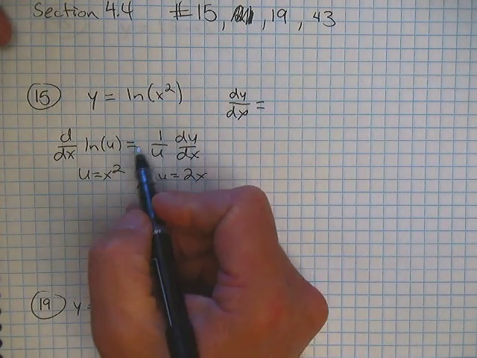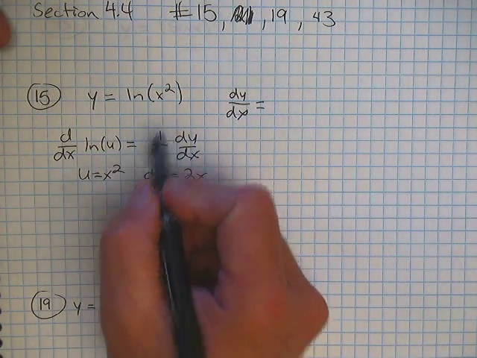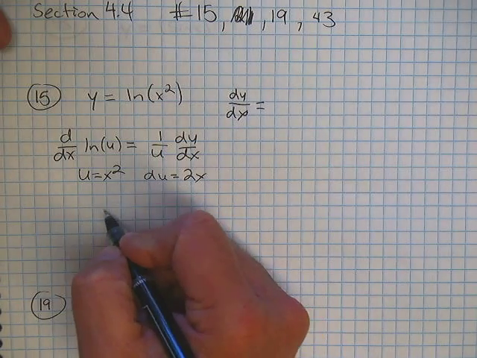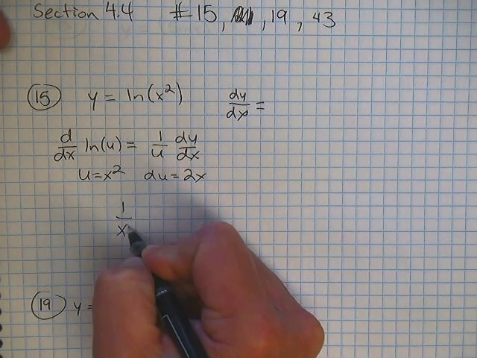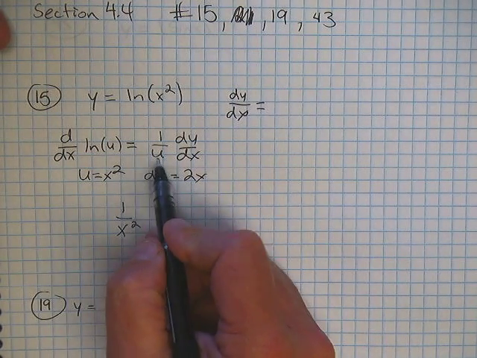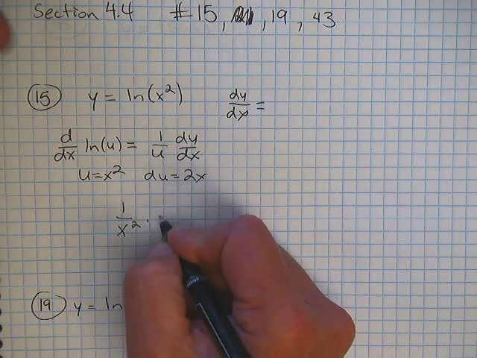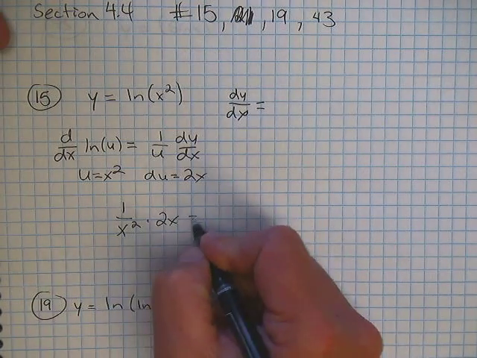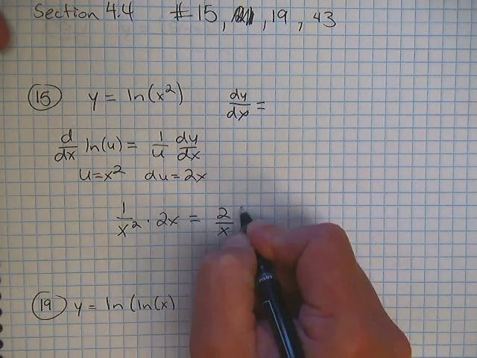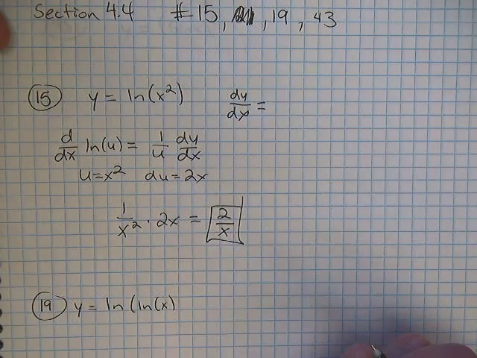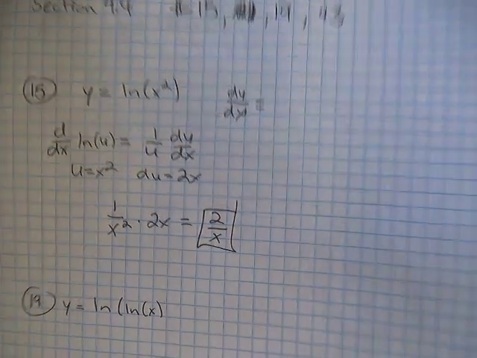So the derivative of the natural log of x squared is going to be 1 divided by x squared, because that's our u right there, times the derivative, du/dx, which is 2x. So this is going to cancel out. We're going to get 2 over x using our algebra. Great. Now we get to the next one.